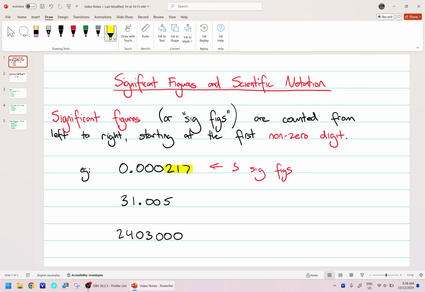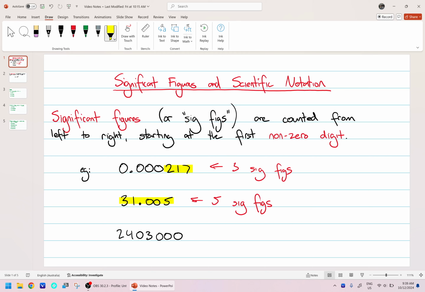Looking at this next one, starting with the first non-zero digit, which is 3, we don't just finish where we hit the first 0, we keep going until we get to the last non-zero. So in this case, all the numbers are significant. We will say that here there are 5 sig figs. The decimal point doesn't count as a significant figure, by the way.